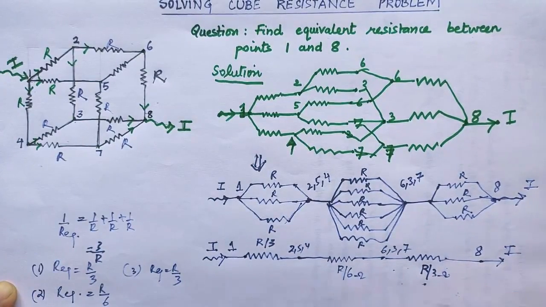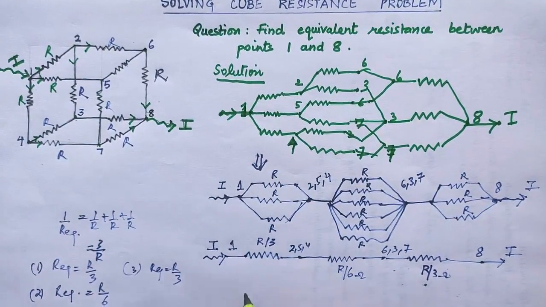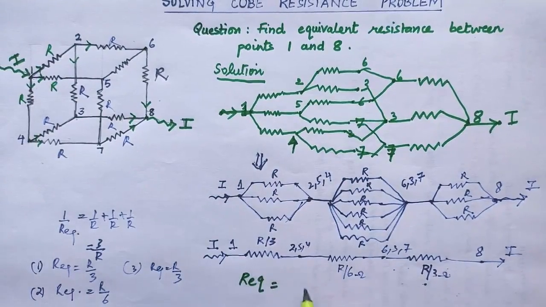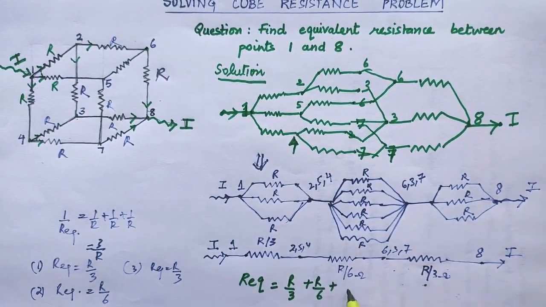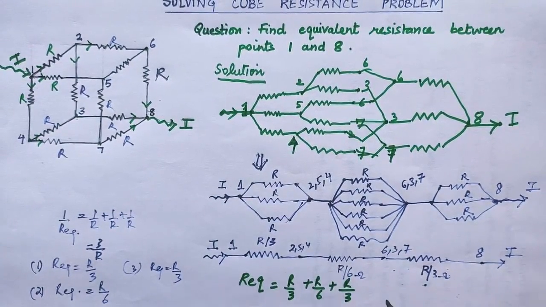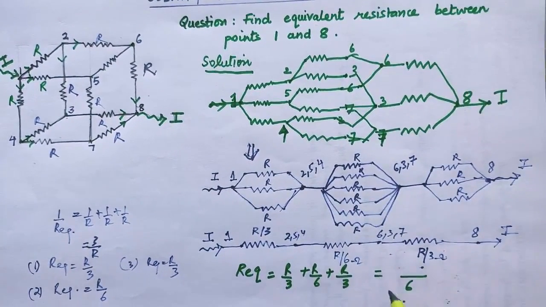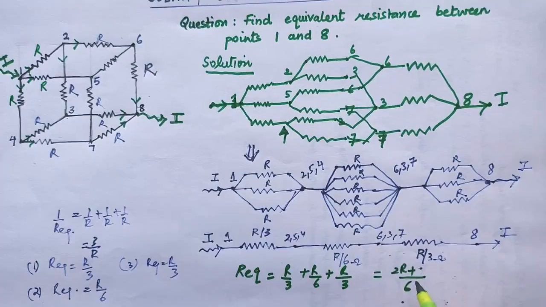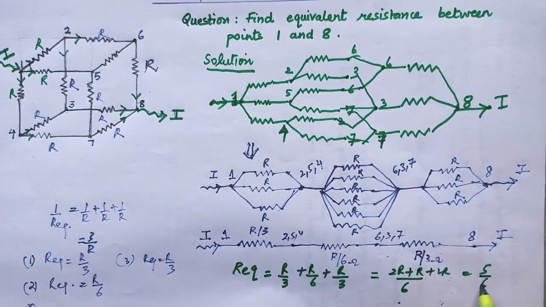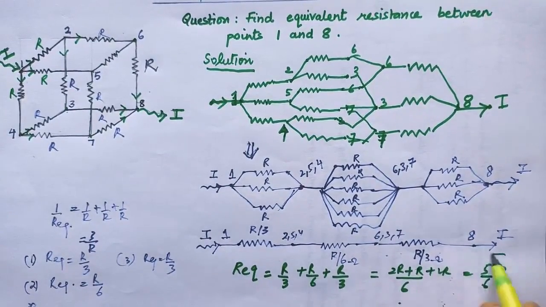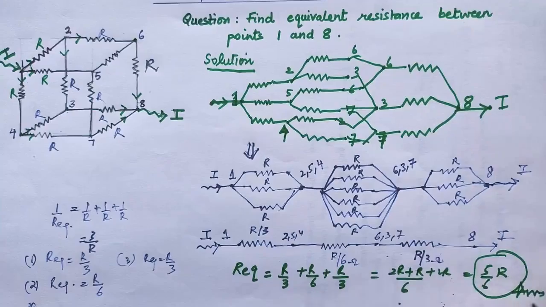Now it's a simple series circuit. So the whole equivalent can be found as R by 3, they are in series, and you know in series the resistances are added. R by 3 plus R by 6 plus R by 3. So you solve it. It is 6, so it is 2R plus R plus 2R, that is 5 by 6 R. Okay, so we have got our answer.